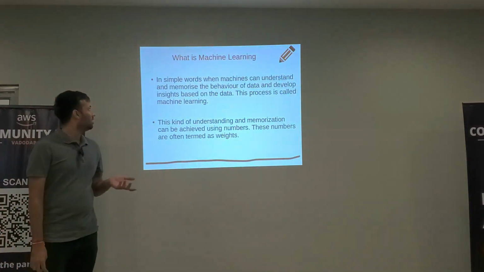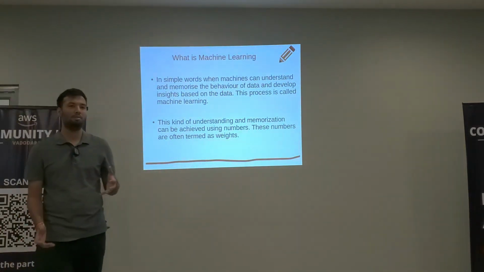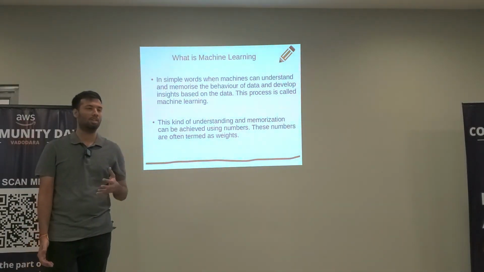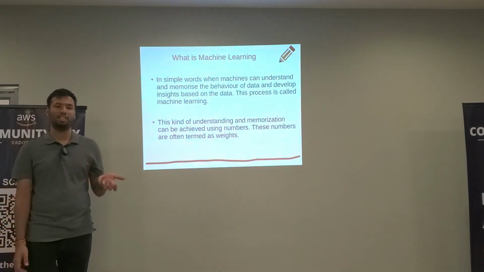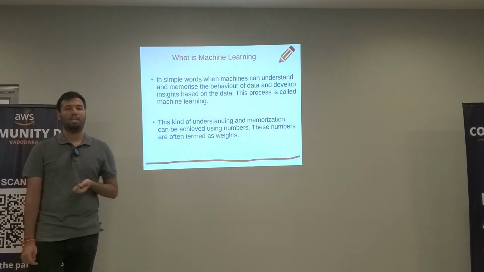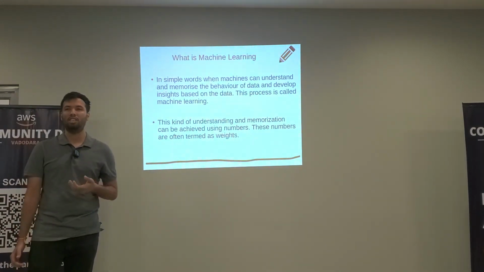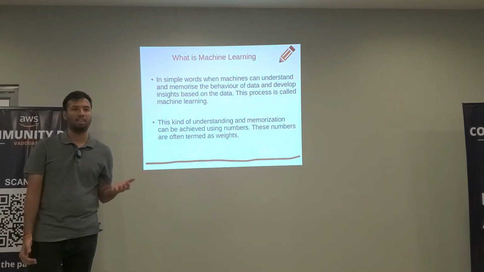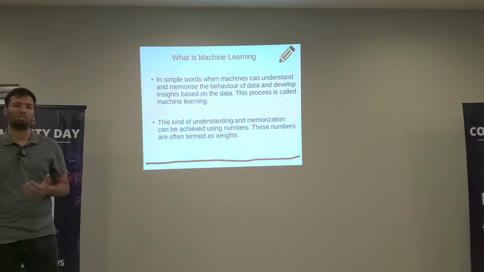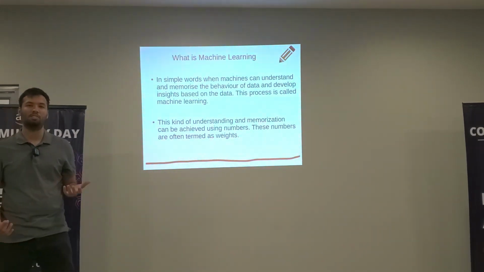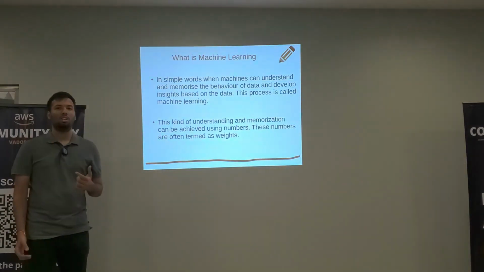So what is machine learning? When machines understand the concept or the behavior of the data, that is termed as machine learning. Whenever we see an image, let's say an image of a chair, we are able to identify that this is a chair. So how does the machine do that? A machine can also identify the difference between a chair and a table.